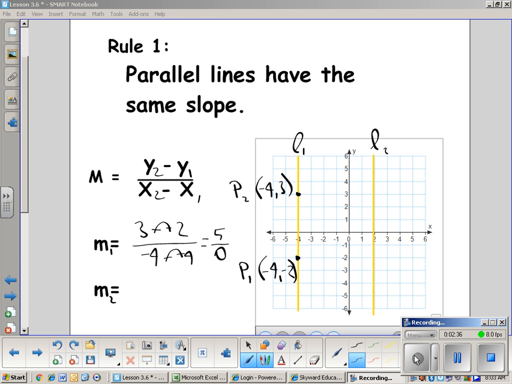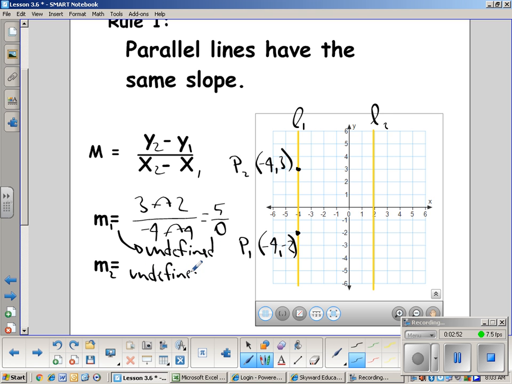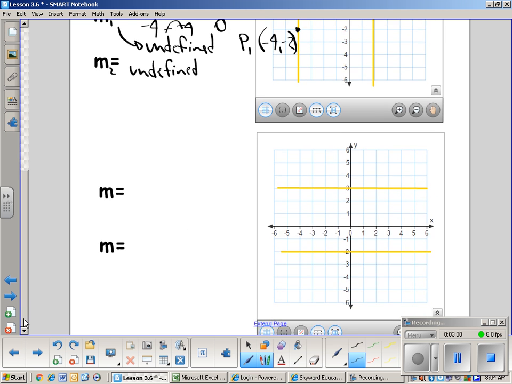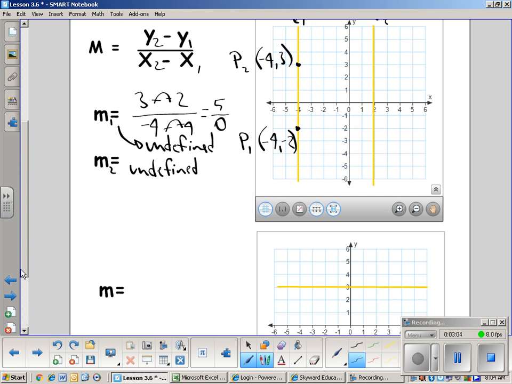Okay. What do you think L2's slope is going to be? So this was undefined. And if we work this one out, we would also get undefined. Okay? Vertical lines have undefined slopes. So if I look at these two lines now.